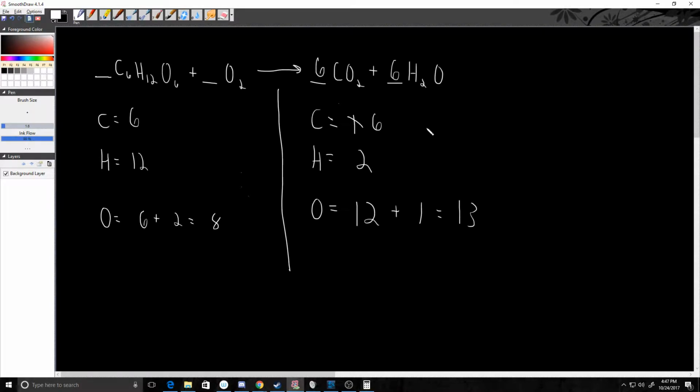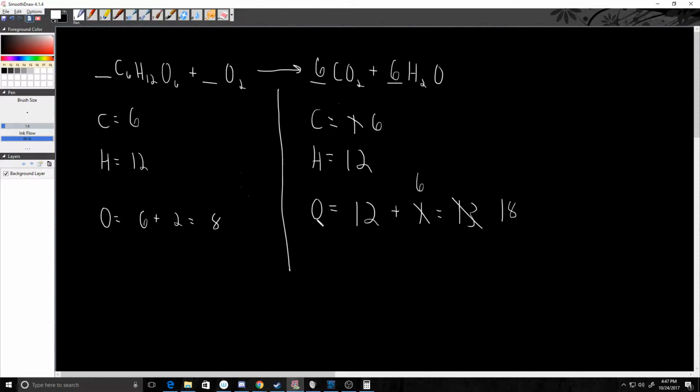Pop a 6 right there. I have 6 times 2. That's 12 hydrogens. And then 6 times 1 over here, I now have 6 oxygens. And then 12 plus 6 is 18. All right, not doing too bad. My carbons now are equaled out. They're both 6. My hydrogens are both 12.